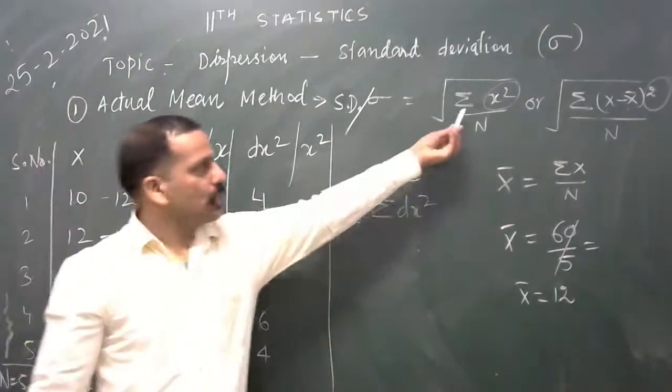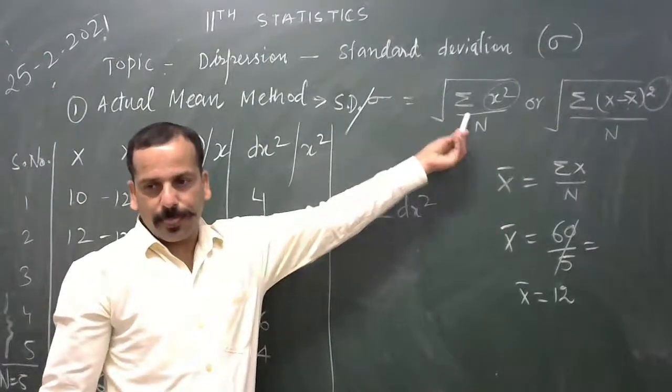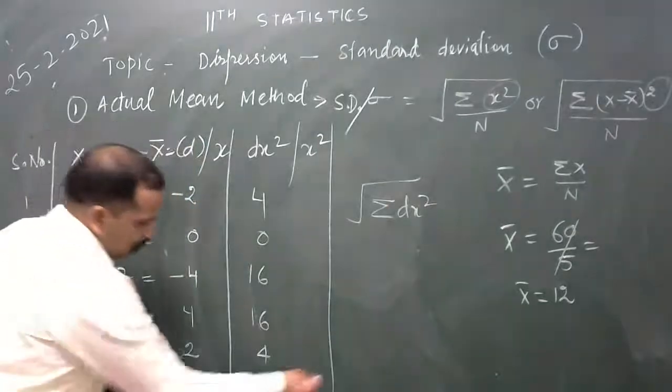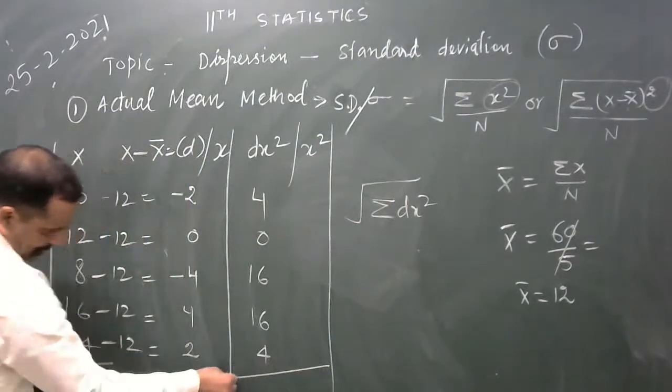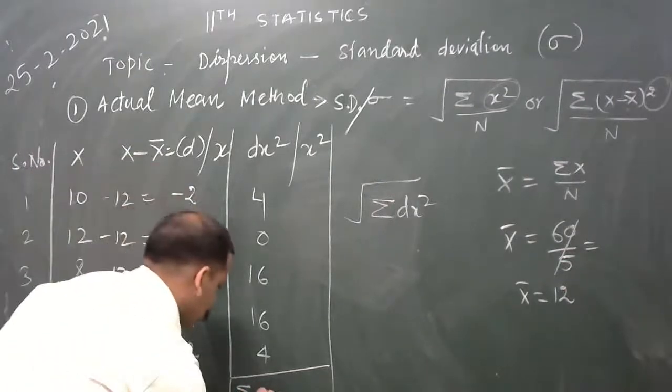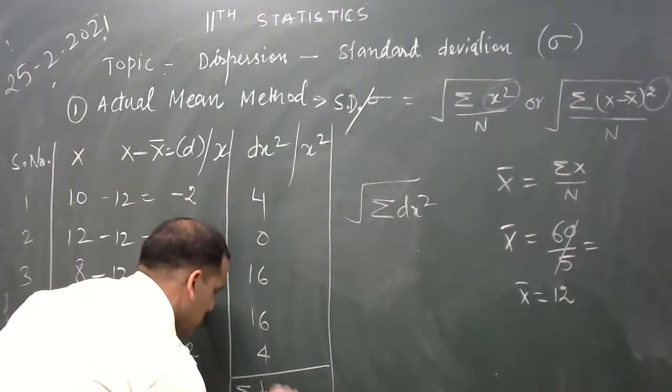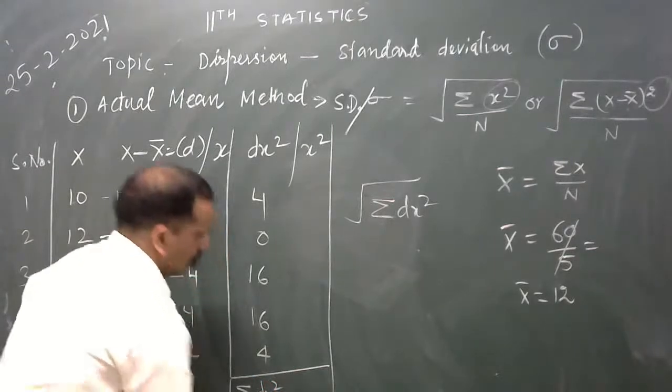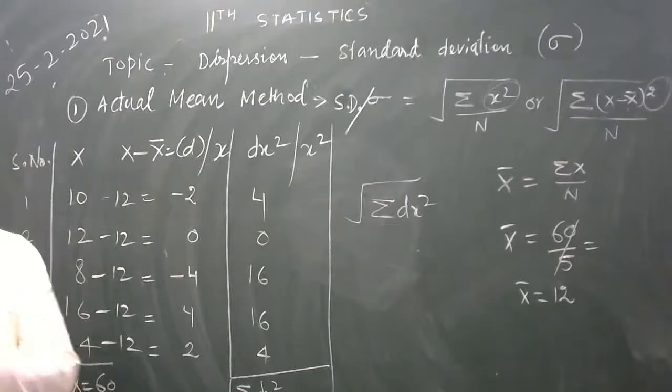Now you have to sum it. And what is the sum? 40. Summation dx square, or x square, is equal to 40.